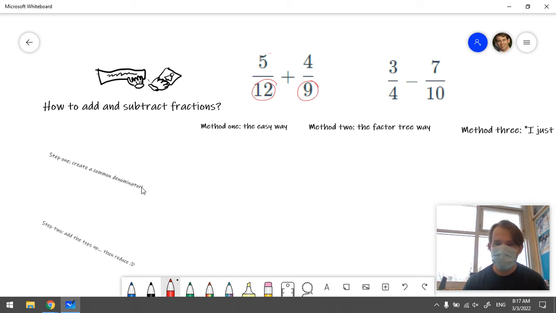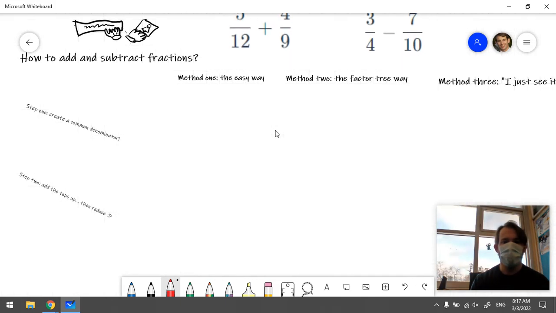Javai? 6 or 3 as a common denominator? Well, 3 is a common factor here, and we're going to see that that's important as well. 36. So yeah, this is the I-just-see-it method, and that's great. But let me show you the easy way first.